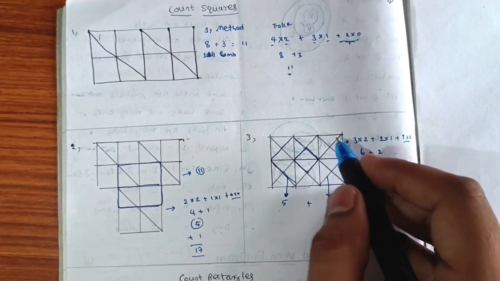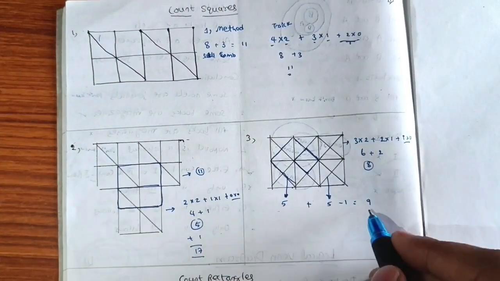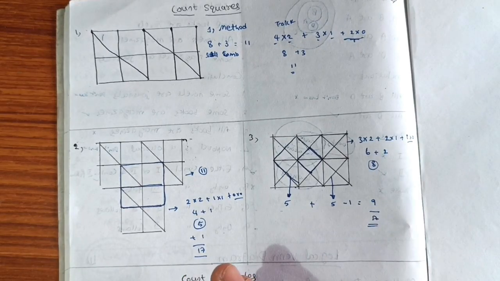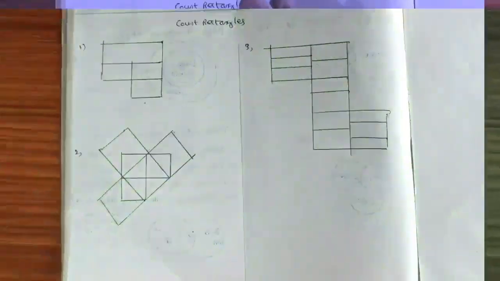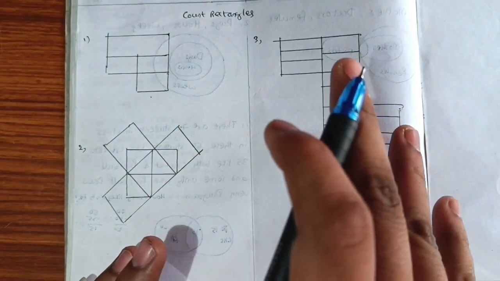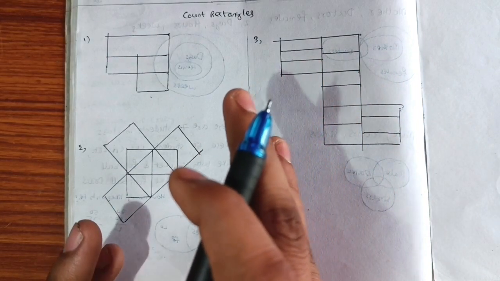Now combine the regular squares and the diagonal squares: 8 plus 9 is 17. So in this we have a total of 17 squares. Now let us move to the next topic in this video: we need to count the number of rectangles in the given figure.